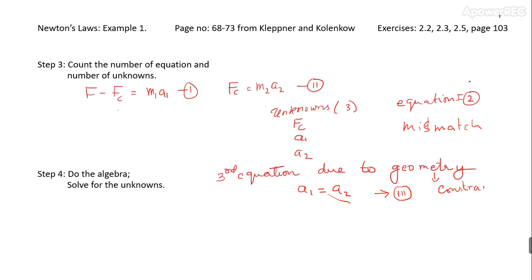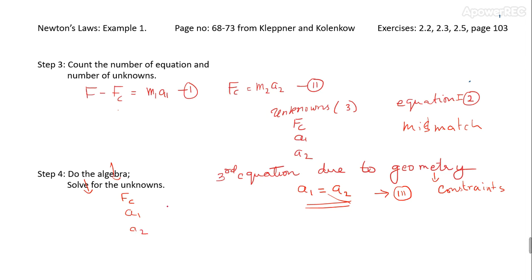Now this will prove to be a little more difficult in the problems to come. Nevertheless, what I want you to realize right now is without the third equation, we can't say that the problem is now solved. Okay, right now we are done. 3 equations, 3 unknowns. So let's actually do the algebra. We can actually solve for the unknowns, which is basically FC and A1 and A2.